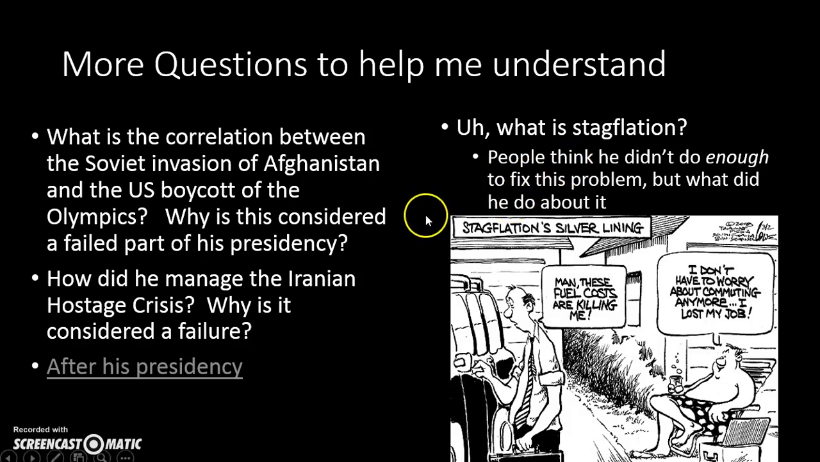And then finally, stagflation. What is that? Well, stagflation is when inflation is high, but economic growth is slowing down and unemployment is high. Part of the reasons this is considered a disappointment is because people think he didn't do enough to fix the problem, but what did he do about it? And this political cartoon down here really kind of sums up stagflation if you are having a little bit of difficulty understanding that.